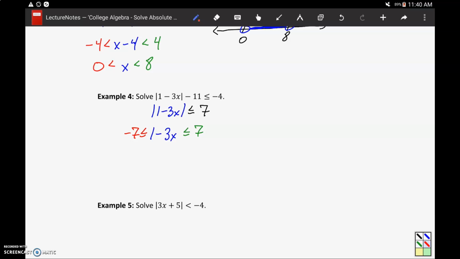In this case, we'll subtract 1 from both sides, which will give us -8 is less than or equal to -3x, which is less than or equal to 6. And then in our last step, we'll divide by -3. But what we need to keep in mind is that if we multiply or divide inequalities by a negative value, the direction of those inequality statements flips. So this would become +8/3 greater than or equal to x greater than or equal to -2.